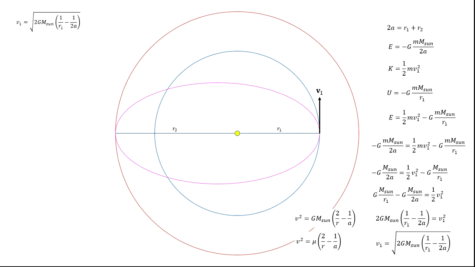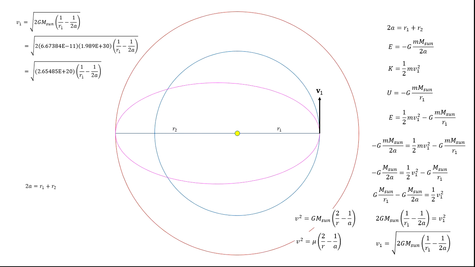Let's do the calculations for v1 for the Earth and Mars transfer orbit. G is 6.67384 times 10 to the minus 11th. The mass of the Sun is 1.989 times 10 to the 30th. 2 times G times the mass of the Sun is 2.65485 times 10 to the 20th. 2a equals r1 plus r2. That's the distance from the Sun to the Earth plus the distance from the Sun to Mars.